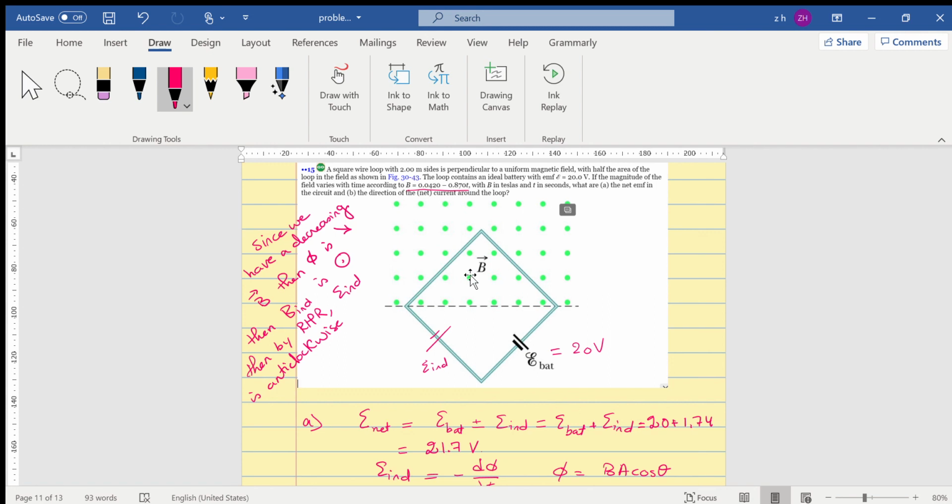The initial magnetic field is pointing out of the page, so the induced current will try to induce a magnetic field that is also out of the page. And if the induced magnetic field is out of the page, then by the right hand rule, the current is going to be anti-clockwise, and the induced EMF will also be anti-clockwise.